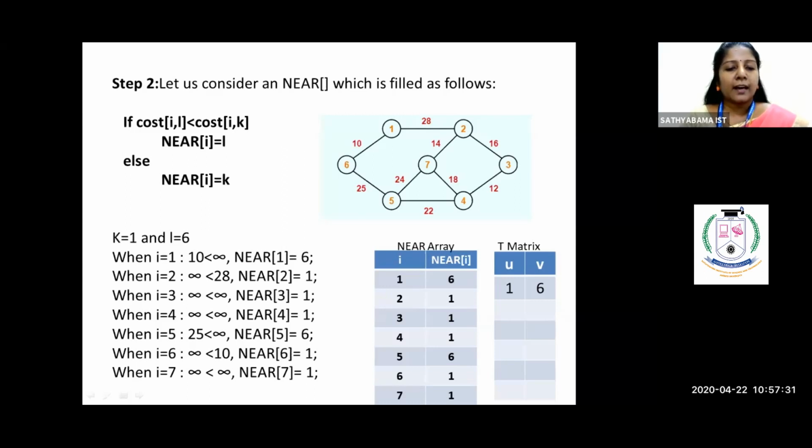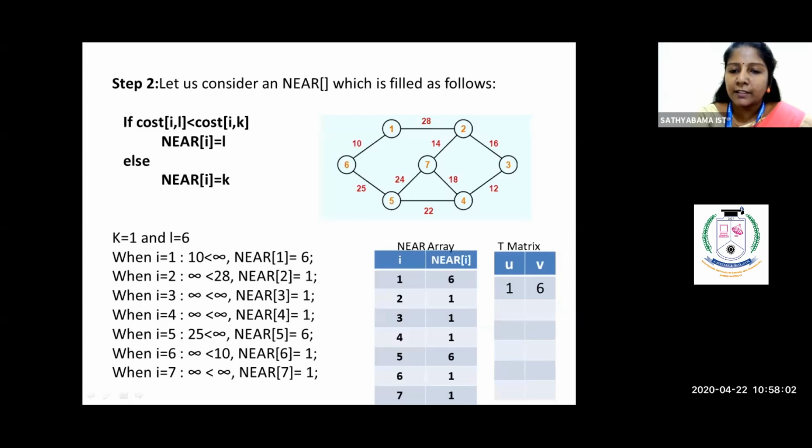Now increment the I value. I becomes 7. 7, 6 is infinity and 7, 1 is also infinity. Infinity less than infinity, condition is not satisfied. So it goes to the else part. The else part is the K value. So 1 is filled in the 7th entry. This is the way to fill the near array initially. Now all the 7 entries are filled in the near array.